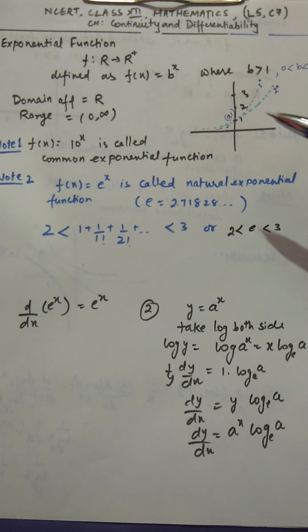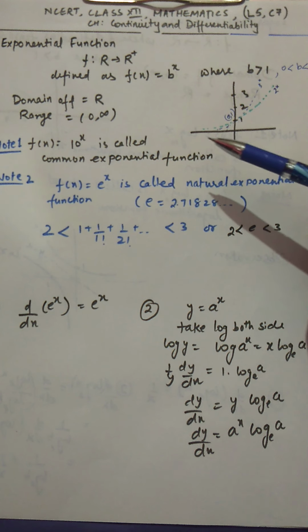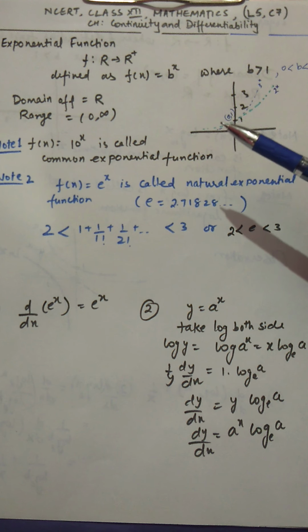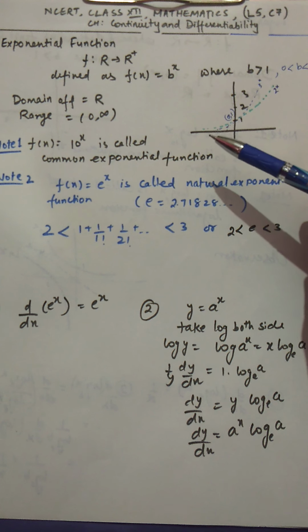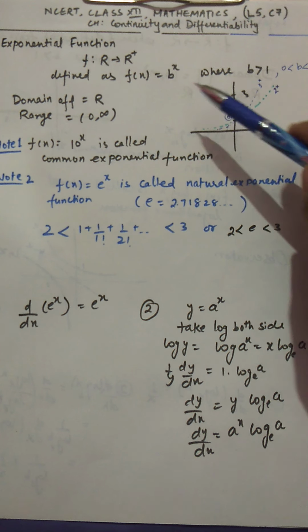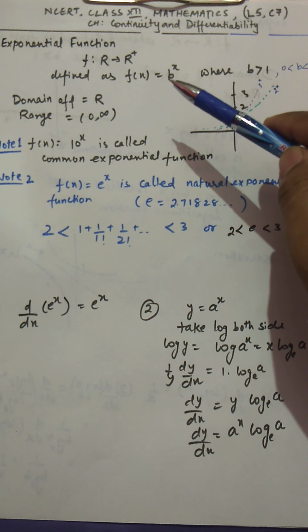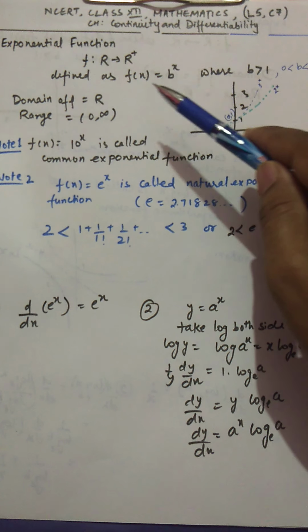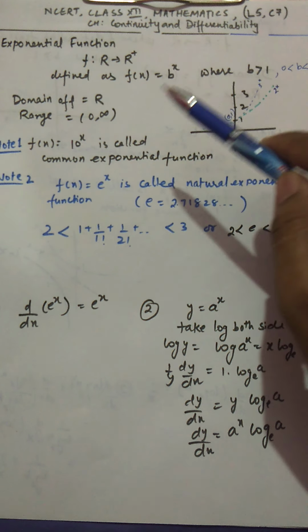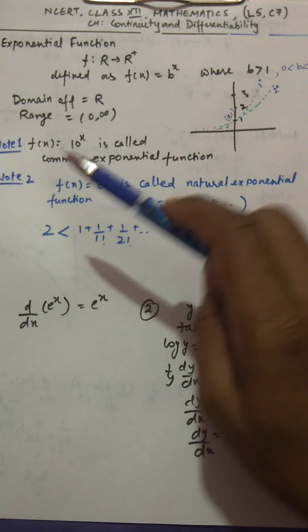An important point here is that this graph will never cut the x-axis. You can simply understand why: if it cut the x-axis, y would have to be 0. But y cannot be 0 in any case, whatever the value of b and whatever the value of x you take. So this graph will never cut the x-axis.